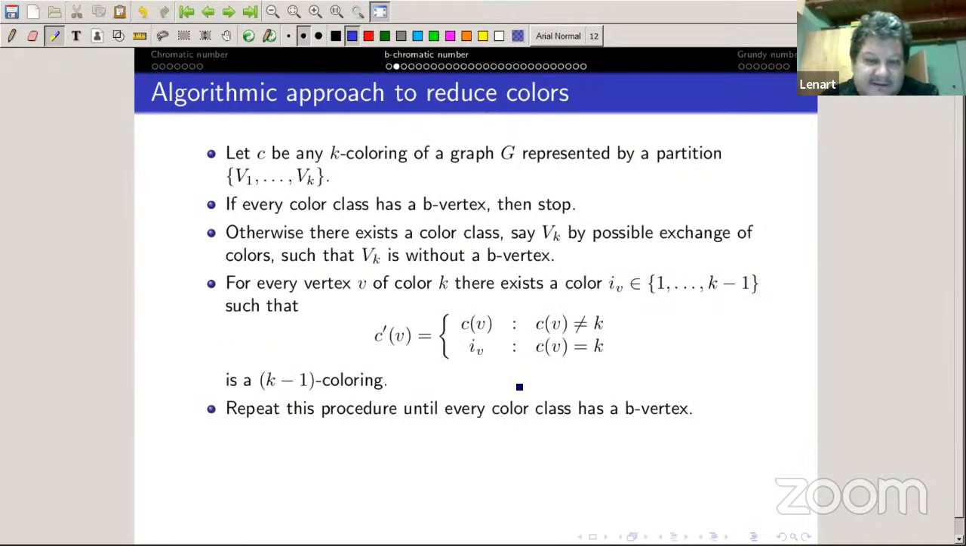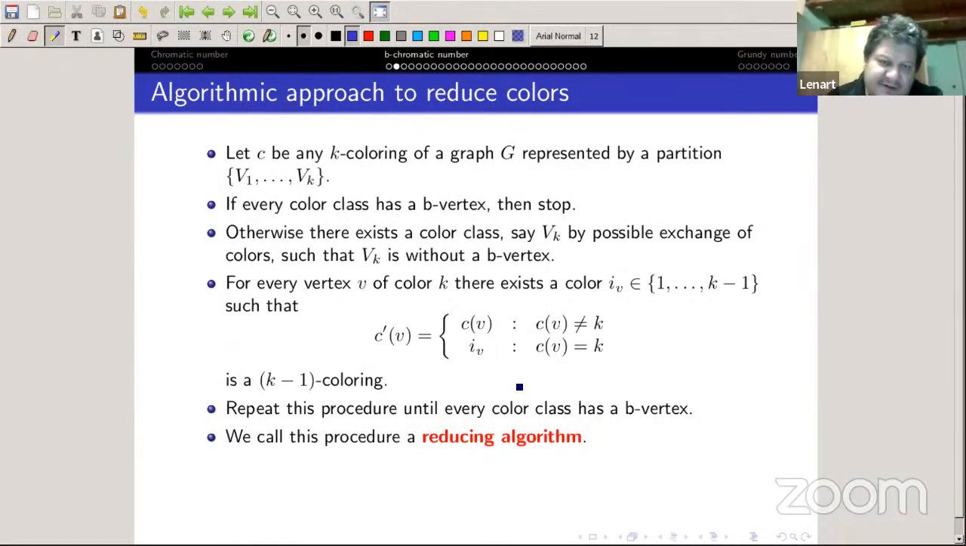And if this procedure is repeated, then sooner or later we end with such a coloring that every color class has a B vertex. But until then, we can repeat this procedure. And this is called a reducing algorithm.